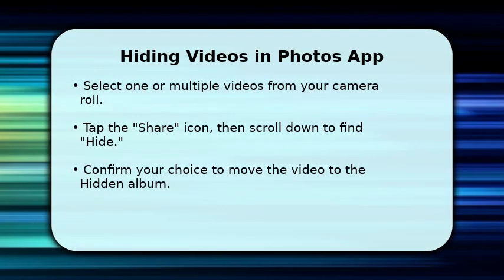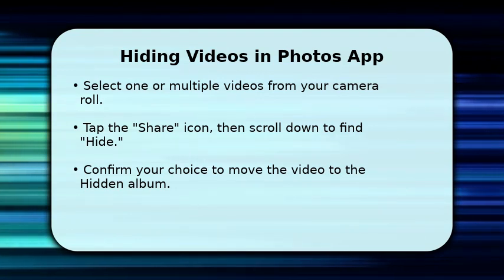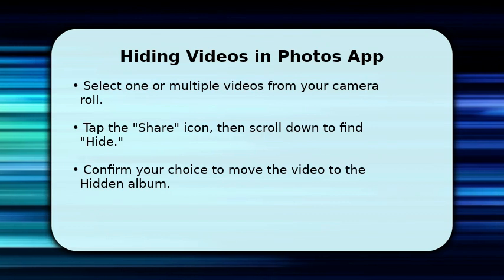Once you've selected your video, look for the Share Sheet icon, which looks like a square with an arrow pointing upwards. Tap this icon to bring up a list of options. Scroll down through these options until you see Hide. Tapping Hide will prompt a confirmation message.